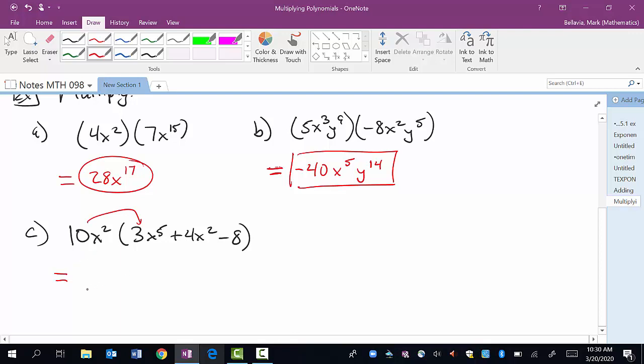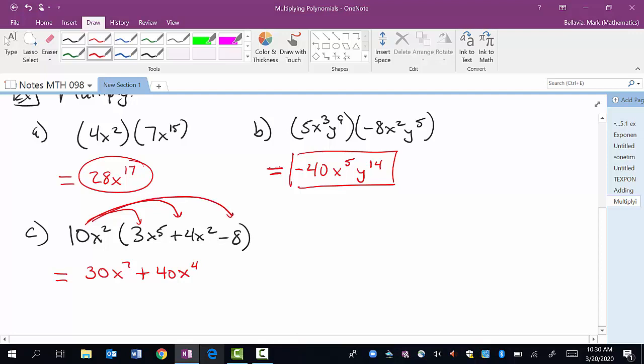10x squared times 3x to the 5th would give us 10 times 3 is 30. X squared times x to the 5th is x to the 7th. So we did really exactly what we did above in these examples here, but now we're going to do it term by term. So the first term, 10 times 3 gave me 30. X squared times x to the 5th, 2 plus 5 gives me x to the 7th. And then we distribute in. We had a positive 10 times a positive 4, so we know it's going to be a positive 40. X squared times x squared is x to the 2 plus 2 gives us 4. Make sure you know you're adding those to get x to the 4th power.